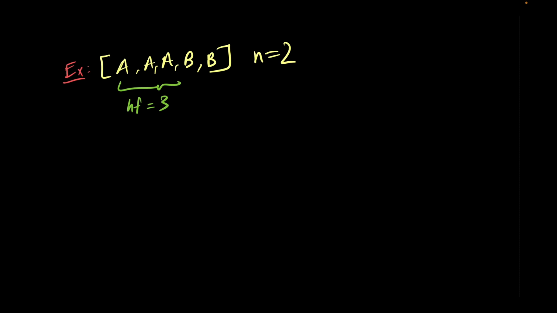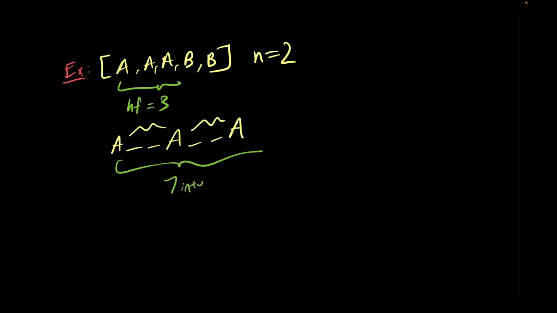If we have this, what does our schedule look like at the very least if we have 3 A's and 2 intervals for cooldown time? Well, it'll have to at least look something like this, right? There can be any number of different tasks in between them, but we know at the very least we're going to have this much amount of time. And this is going to be 7 intervals.